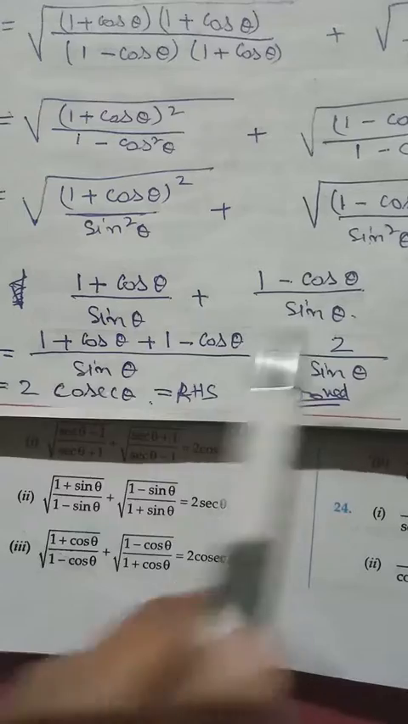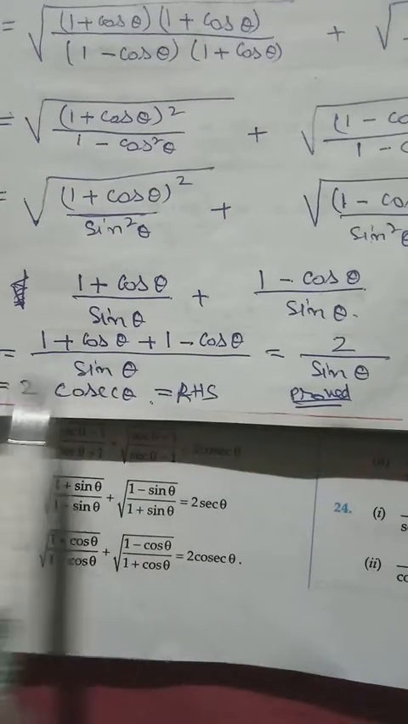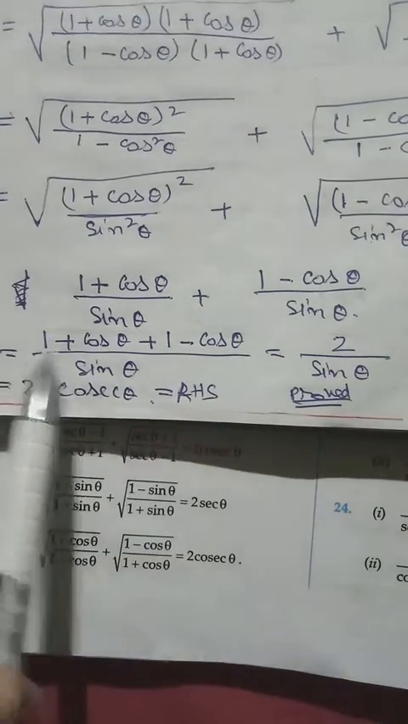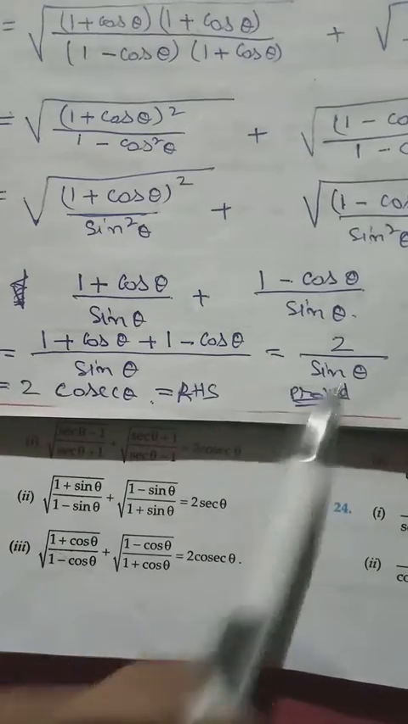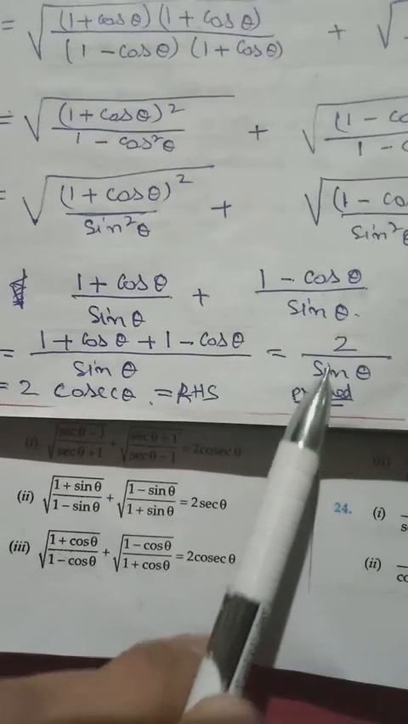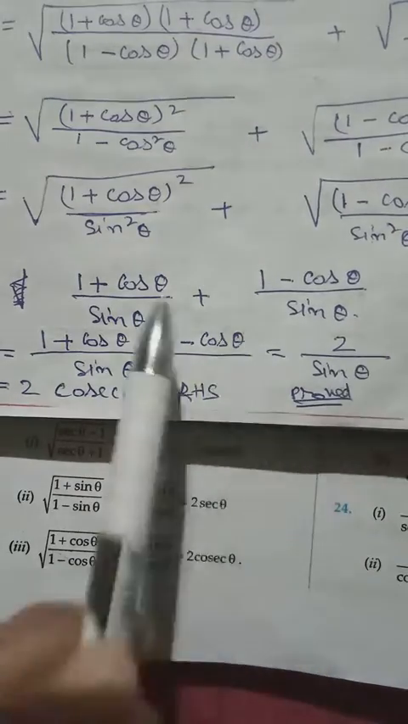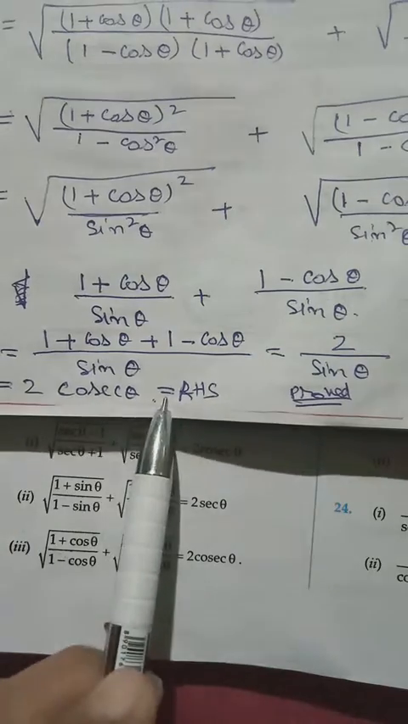Then we can take LCM. Sine theta same. Numerator also same. So cos plus cos minus will get cancelled. So 1 plus 1 will be equal to 2. Then sine theta. But in the right hand side, we don't want sine theta. So we know that 2 into 1 here will be 2. So 1 by sine theta is equal to cosec theta, which is equal to right hand side.